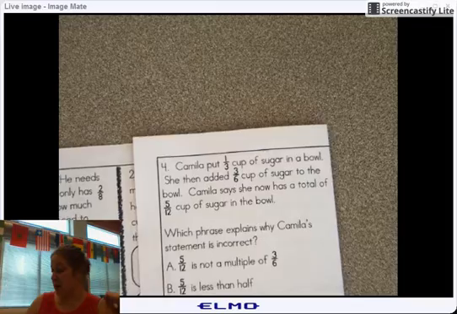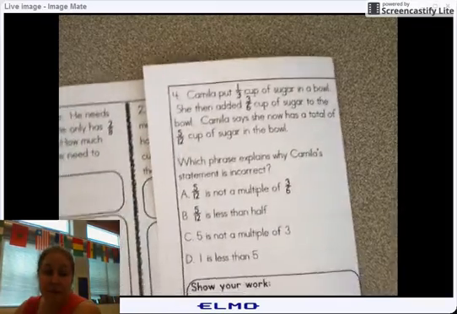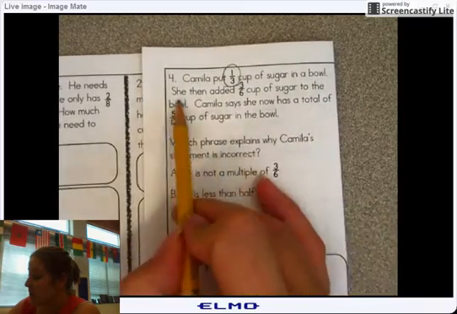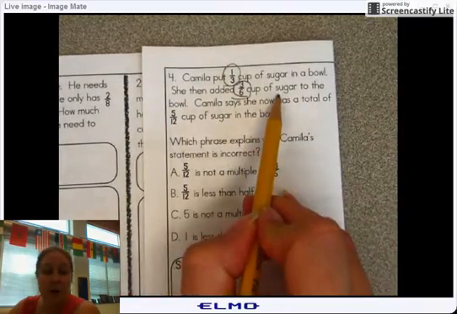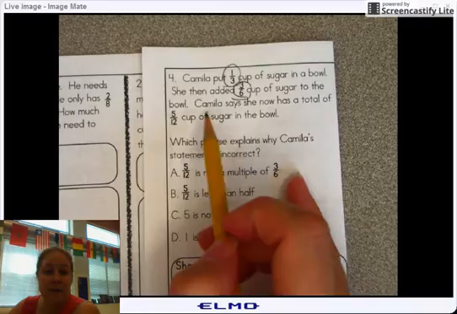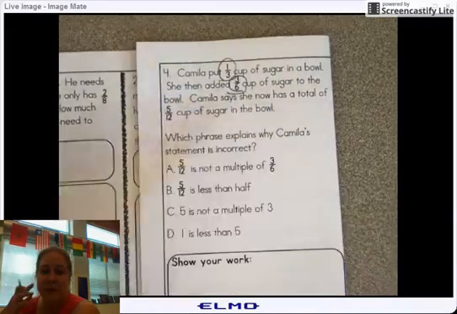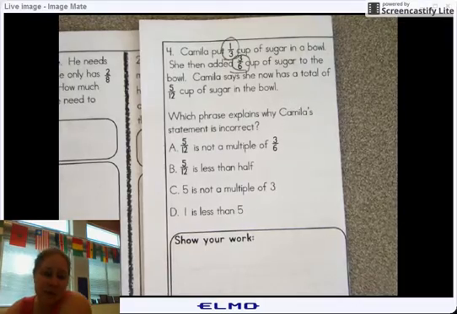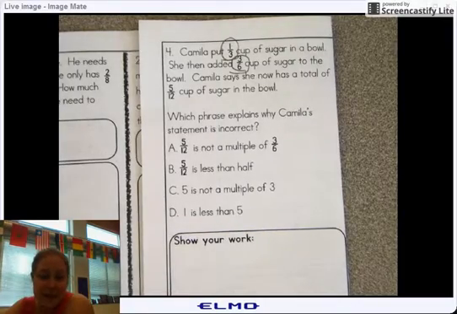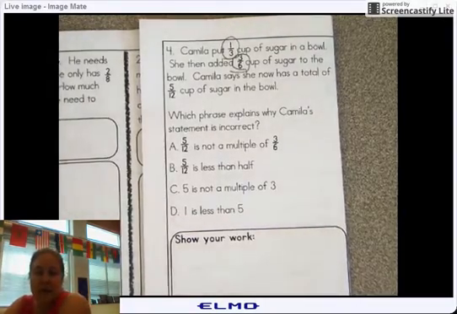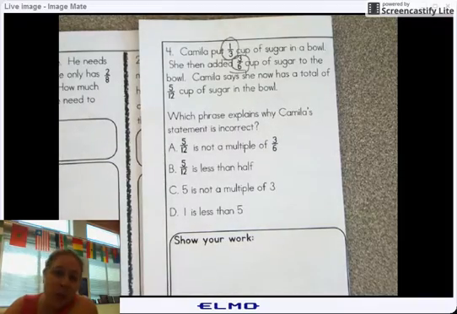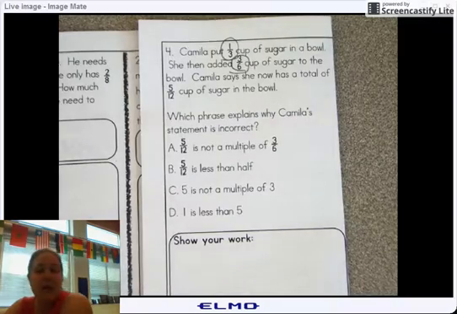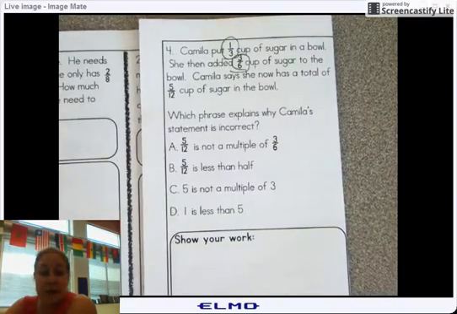Okay, you should have solved problem number 3, and we're looking at problem number 4 now. Camelia put 1/3 of a cup of sugar in a bowl. She then added 3/6 cup of sugar into the bowl. Camelia says the bowl now has a total of 5/12 of a cup of sugar. Which statement explains why Camelia's statement is correct? So you have to think about Camelia already had 1/3. She added 3/6. She now has a total of 5/12.